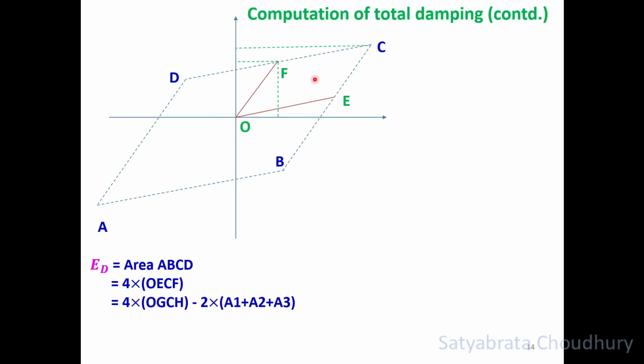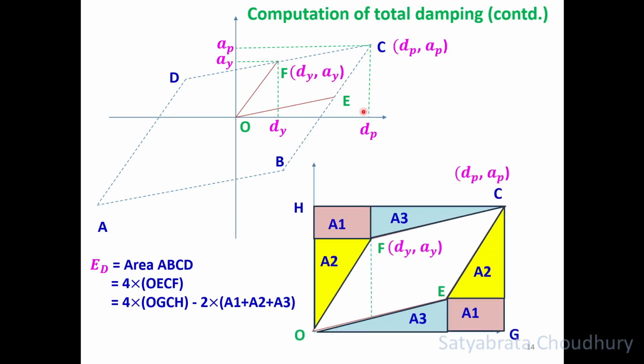So we want to get this area in terms of the yield point coordinates and performance point coordinates. So this is your Ay, Dy point, the yield point, and this is your performance point, Dp, Ap. Now we take this parallelogram OECF in a new diagram on a bigger scale. So it is OECF, the same parallelogram here, and we draw a rectangle touching the performance point and making it a rectangle here like this.